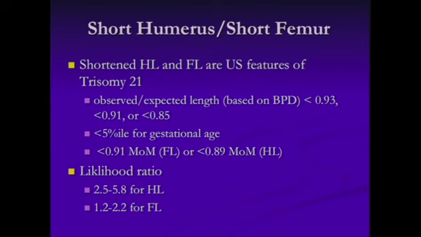These are both sonographic features of trisomy 21 or Down syndrome, and there are many different definitions for what comprises one of these so-called short long bones. It can be based on the observed over expected length. It can be less than the 5th percentile for gestational age, or less than some number, usually around 0.9 multiples of the median. When you get one of these numbers, you take a patient's pretest probability and look at the likelihood ratio of Down syndrome. And it turns out that that likelihood ratio is higher when there's an abnormal humeral length than when there's an abnormal femur length.